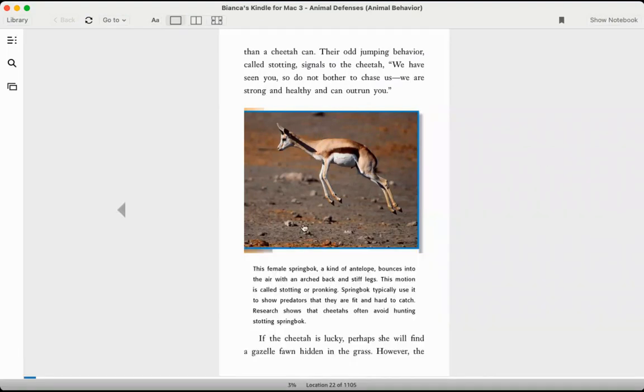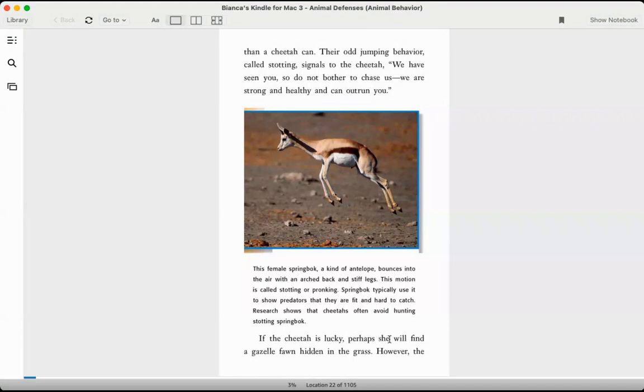Okay. Here's a little gazelle. I'm going to read the caption for the picture. This female springbok, a kind of antelope, bounces into the air with an arched back and stiff legs. This motion is called stotting or pronking. Springbok typically use it to show predators that they are fit and hard to catch. Research shows that cheetahs often avoid hunting stotting springbok. So if they're looking like this, the cheetah will avoid coming to hunt this one. You see how stiff? Stiff means like very straight. Derechas, las piernas derechas y duras.